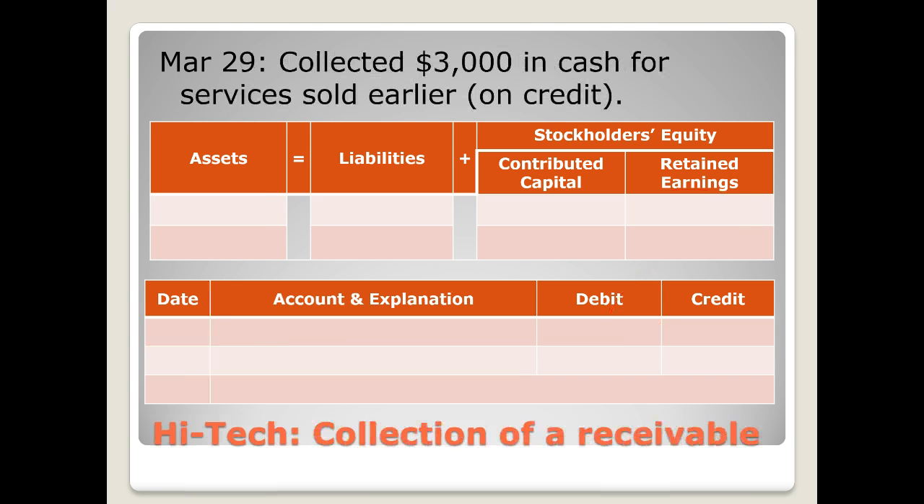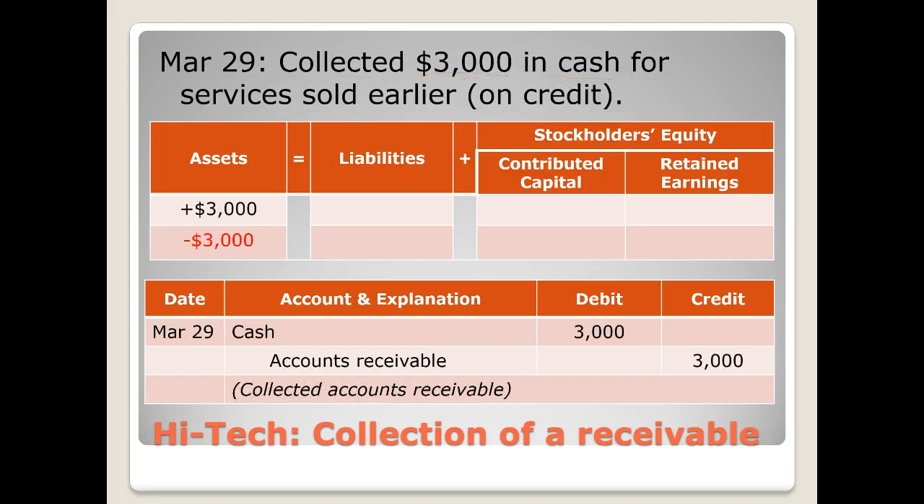Transaction number 11 says that we collected $3,000 in cash for services that were sold earlier on credit. Remember transaction number 7, they sold advertising services, but the company they sold to didn't pay them immediately? So initially they had an asset account, they had that accounts receivable of $3,000, but now that's going to get paid back. So there's going to be a decrease to accounts receivable, but they're receiving cash for it right now, so there's going to be an increase to cash. So it's all going to be happening in the asset accounts. And so let's look at how that happens.